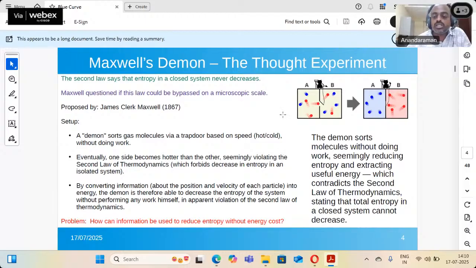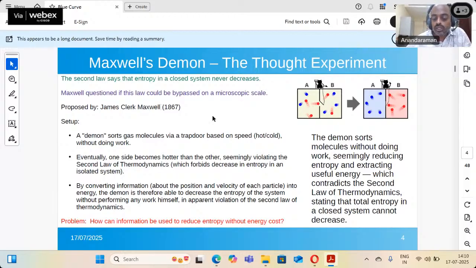So this demon, with the knowledge of which is a cold atom and which is a hot atom, is just opening or not opening the door. With that knowledge only, without doing any work, it is able to create order in the system. If there is order in the system, then there is less entropy. So it contradicts the second law of thermodynamics. Maxwell proposed this in 1867. After that, nobody was able to disprove this Maxwell's demon theory.